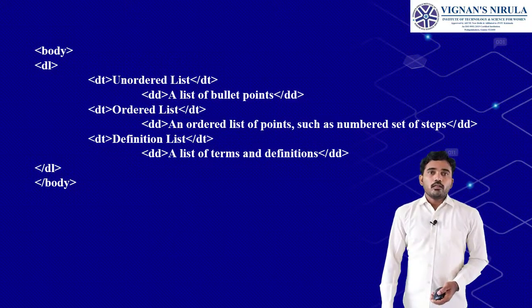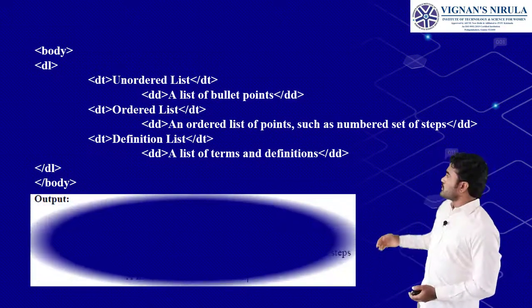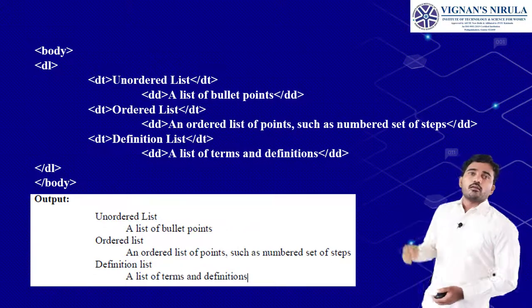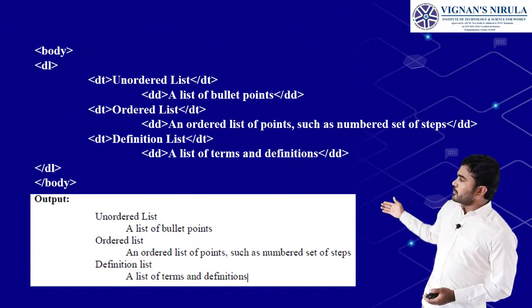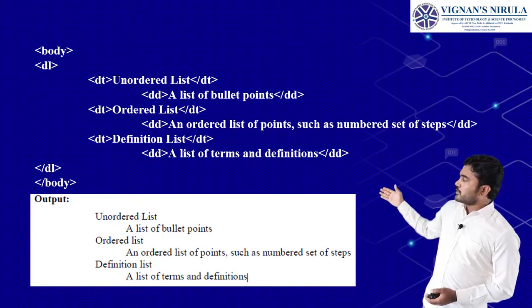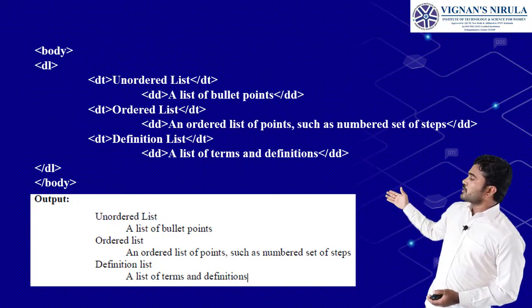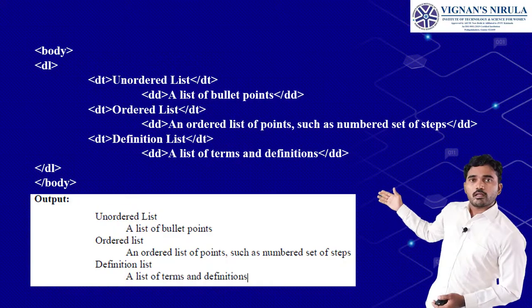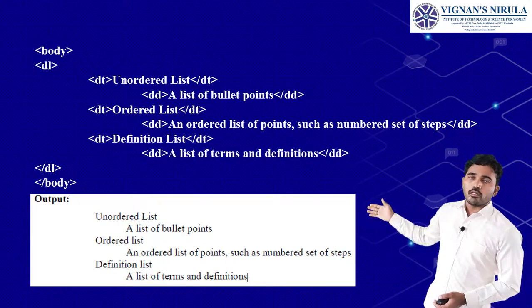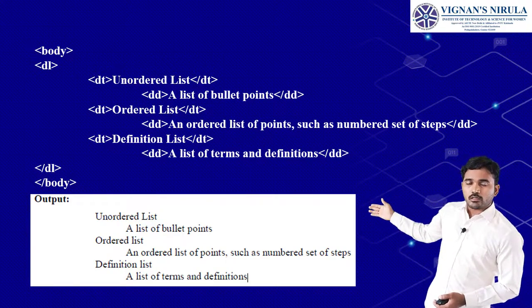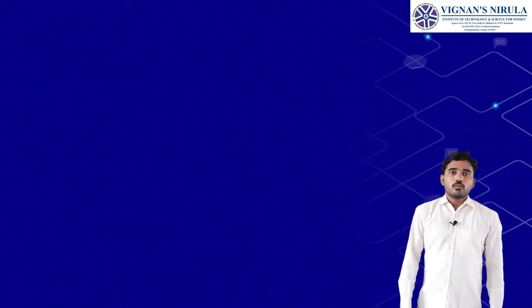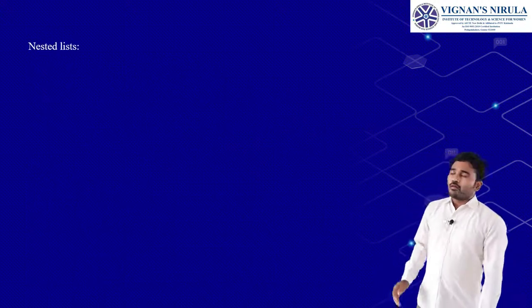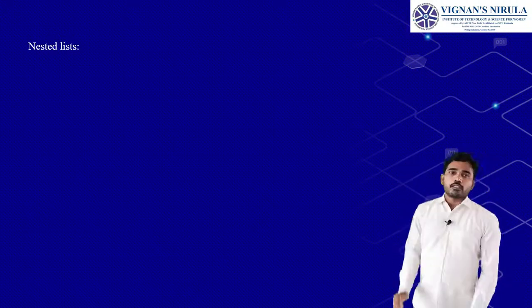Then how you are going to get the output for this is, in this way you are going to get the output. Understand? So here the output appears. The definition terms here are unordered list, ordered list, and definition list, and their corresponding data definitions are also defined. Understand?